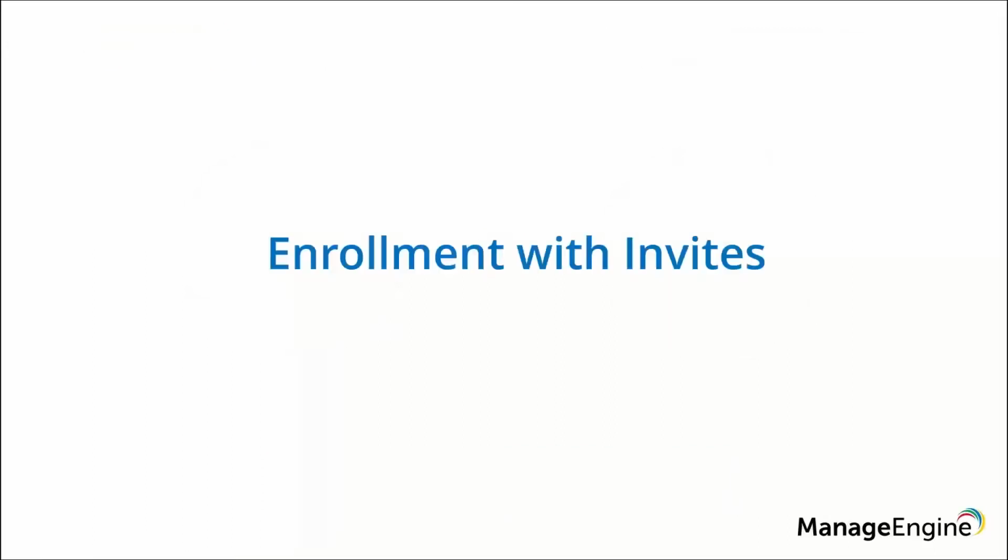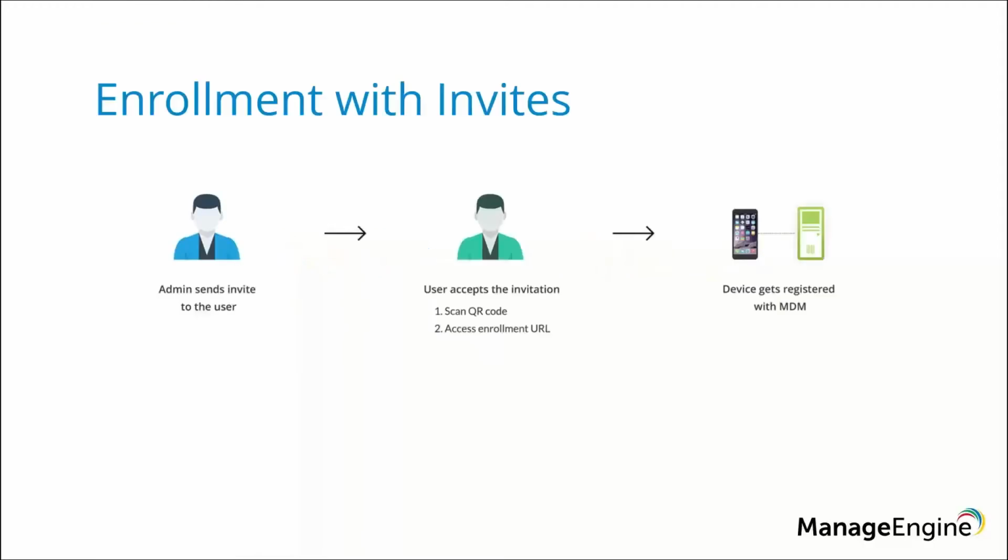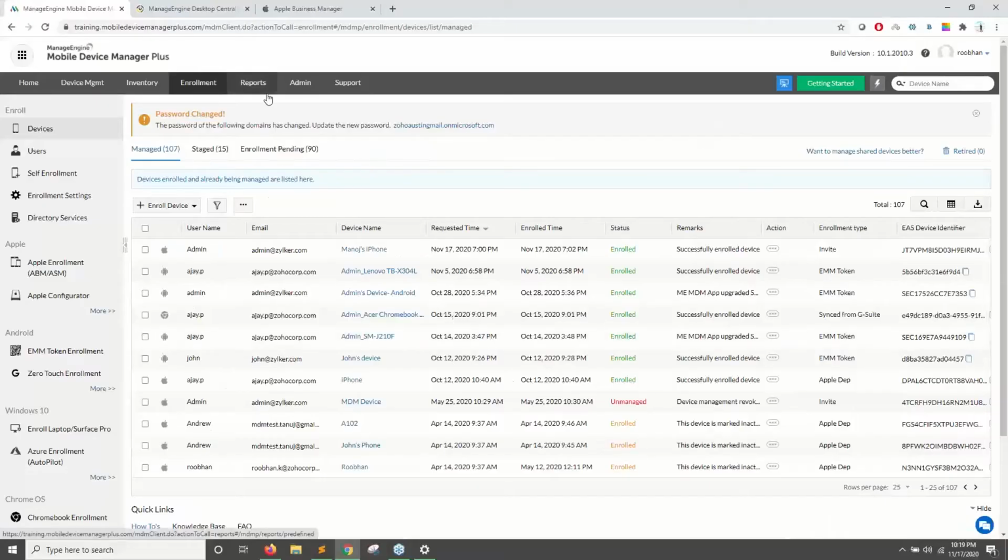First, let me show you how we can enroll them through the email invite. This is the normal workflow where an admin can create an invite and send it to the user. The user just needs to click on the invitation or scan the QR code, which will download the MDM profile or applications on the device, through which the device will get registered within the MDM console. Let me take you to the product console and show you how we can send an email invitation.